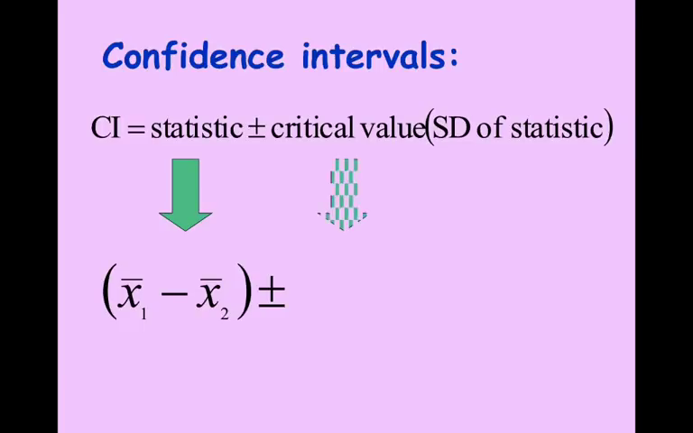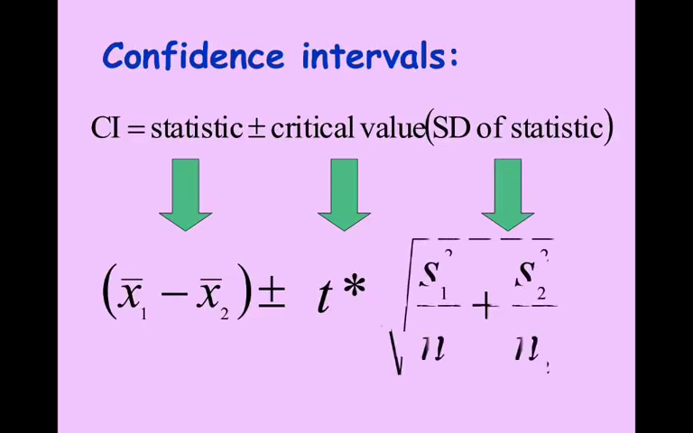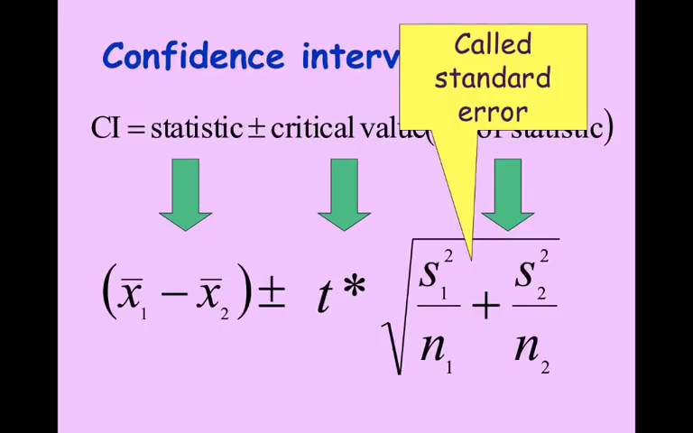Our critical value is going to be our t critical value, because we said realistically we're not going to know both population standard deviations. And then our standard deviation of our statistic is going to be the square root of our standard deviation for sample 1 squared divided by n1 plus the standard deviation for sample 2 squared divided by n2. Remember, this is an approximation of the population standard deviation of our statistic. We're using sample data to approximate population data, so this is really called the standard error. It's the best thing that we've got to use when we're calculating our confidence interval.